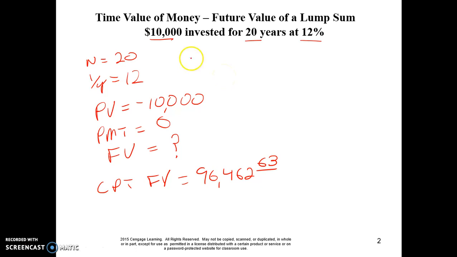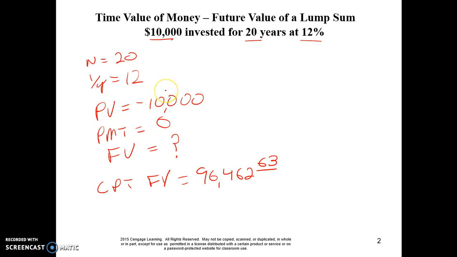For example, say you receive an inheritance and you want to invest that for some period of time, say you want to set it aside for your retirement. In this case, $10,000 invested for 20 years at 12% with annual compounding is going to be worth $96,462.63. The key here is interest on interest. We're earning interest every year, and then we earn interest the next year. We earn interest on our principal plus our interest.